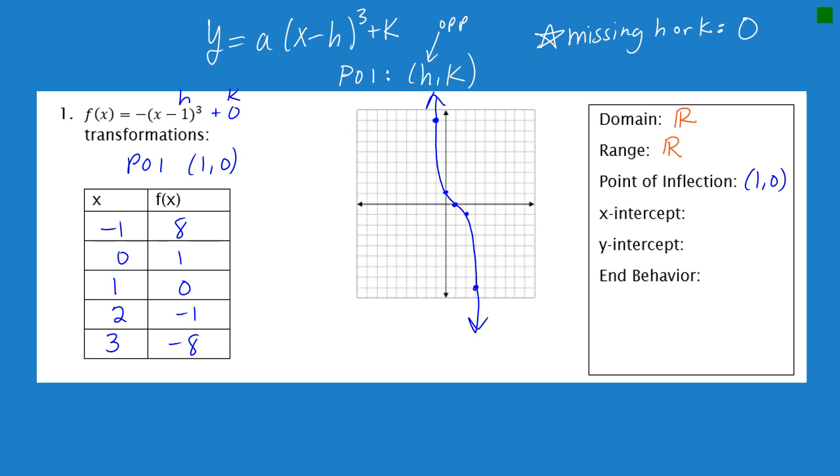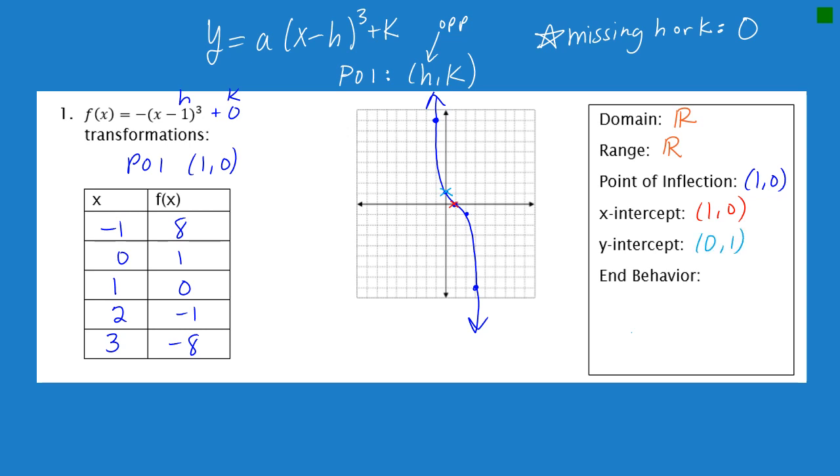X-intercept is talking about where this graph crosses through the x-axis. So that would be this point right here, and that's the point (1, 0). Y-intercept is where this graph crosses the y-axis, and that is at the point (0, 1).